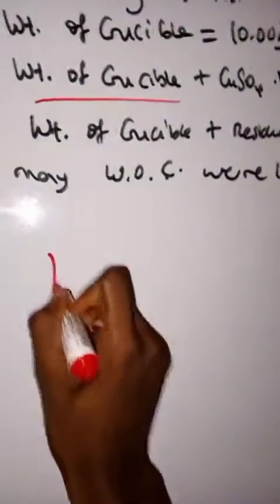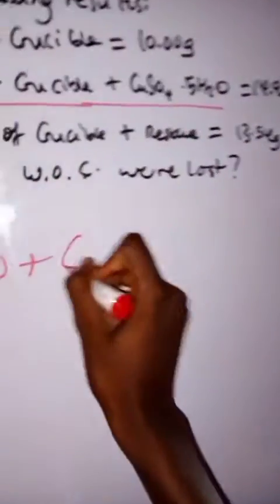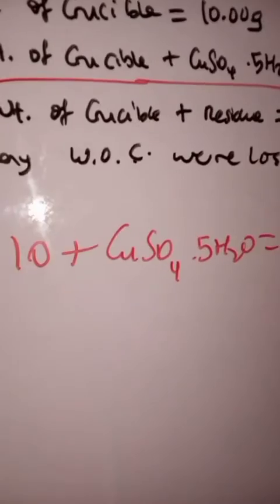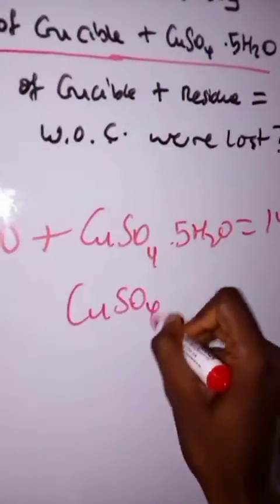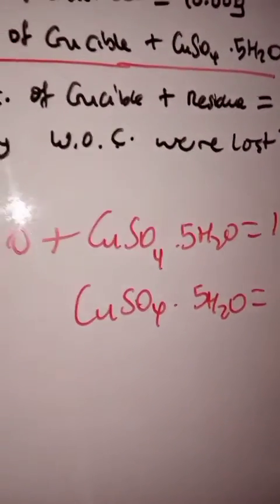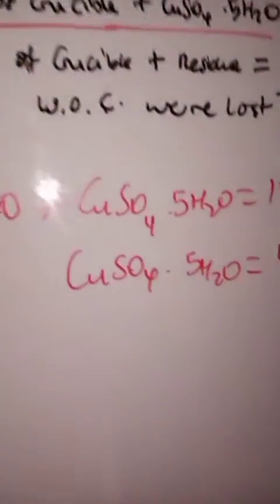Some CuSO4.5H2O crystals was heated at 120 degrees Celsius with the following result. So the only thing that was added is this weight of crucible. So the weight of crucible is 10 grams. So how do I get this CuSO4.5H2O alone? The weight of crucible is 10 grams. So I can say 10 plus CuSO4.5H2O is 14.98. So my CuSO4.5H2O will give me 4.98 grams if I bring this 10 over here.